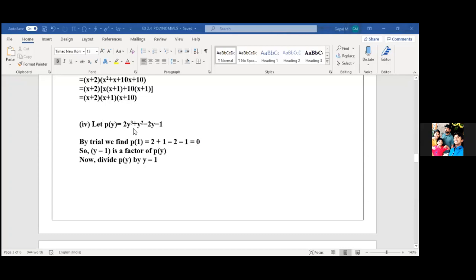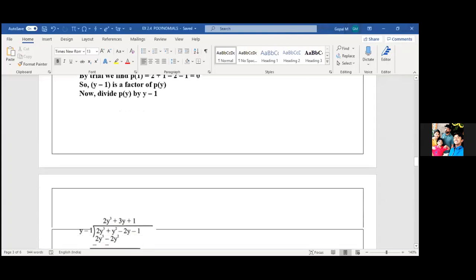This is the polynomial in one variable. That variable they have taken y. Am I clear, children? So y is equal to 1. So if you shift 1 towards the left side, y minus 1 is a factor of p of y. Yes, ma'am. Anyone have doubt? No, ma'am. Once we get one factor, what's the next step? From that factor, we need to divide the polynomial.